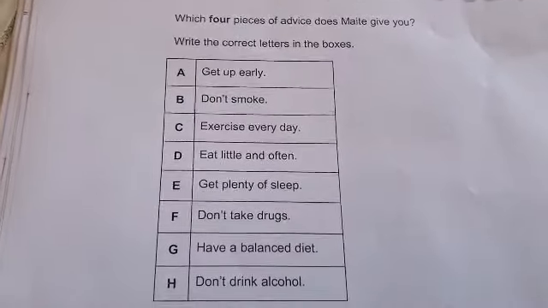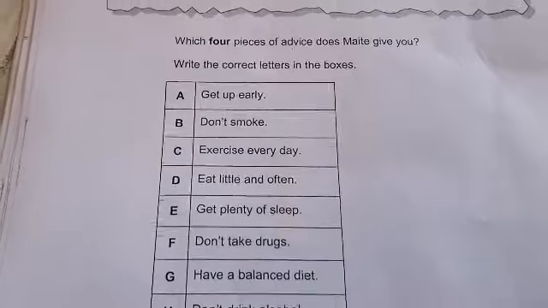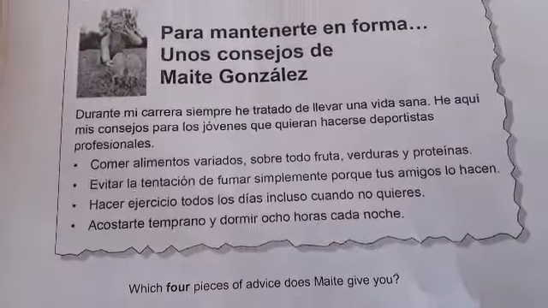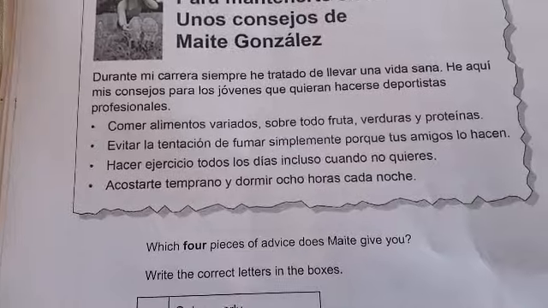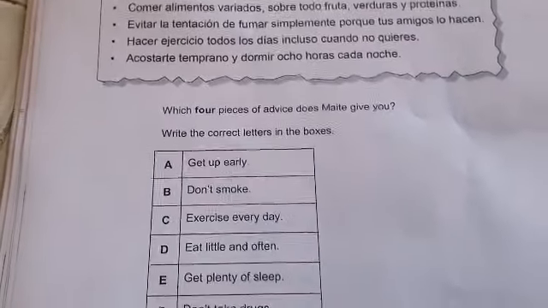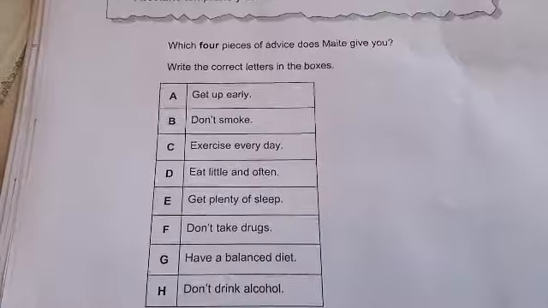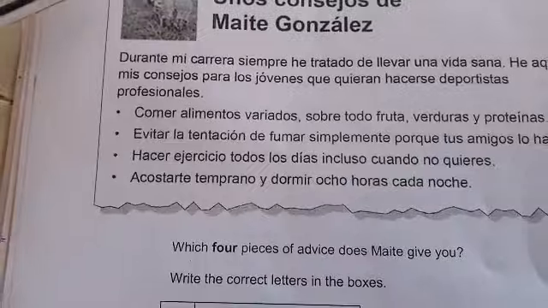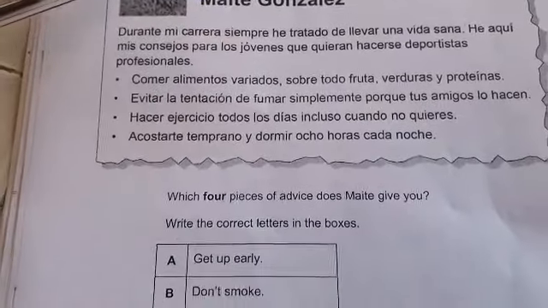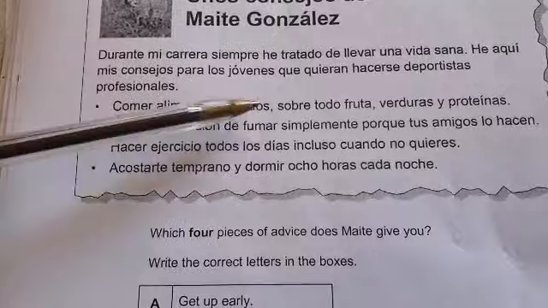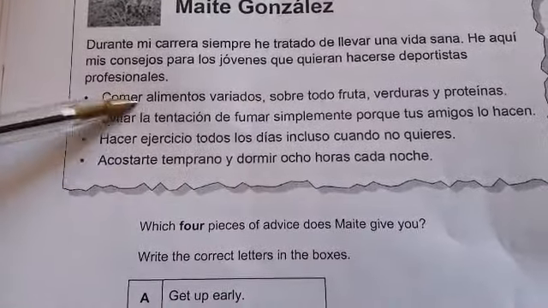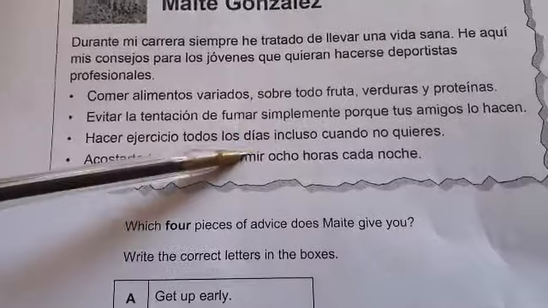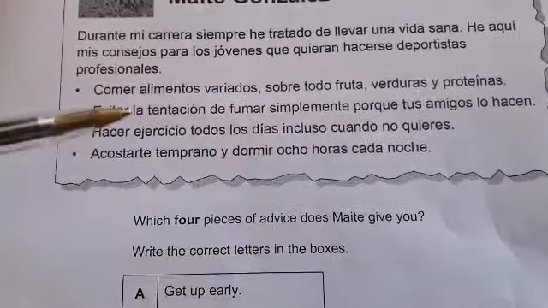What did she mention? Does she mention getting up early? She doesn't say anything about levantar temprano, no. Does she say anything about smoking? Don't smoke. Remember, the word for smoke is fumar. Do we see anything about fumar at all? Yep, fumar. Evitar. Avoid the temptation to smoke. Fumar. Simply because your friends do it. So she mentions smoking. So I'm going to stick B here.